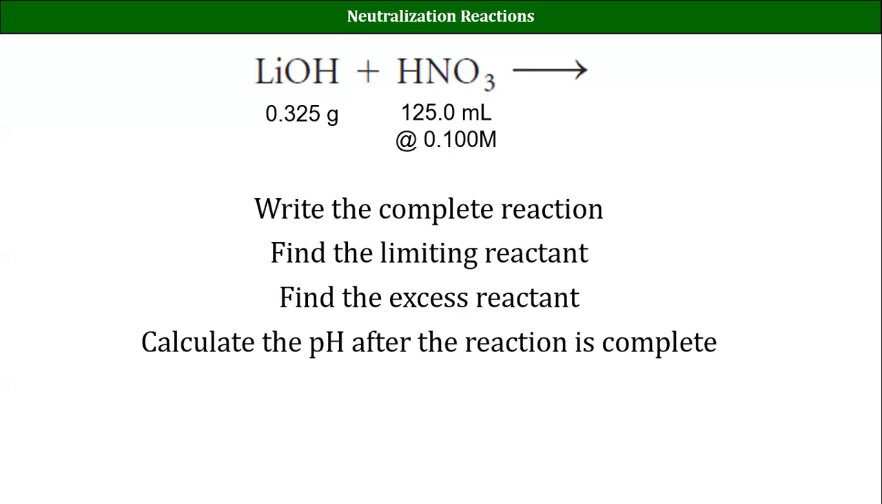0.125 liters times 0.1 moles per liter. That's going to give us 0.0125 moles. Right, 125.0 milliliters. Every 1,000 milliliters is 1 liter, 0.100 moles. So we're going to divide by 1,000 and then multiply by 0.1. Gives us a net result of 0.0125.